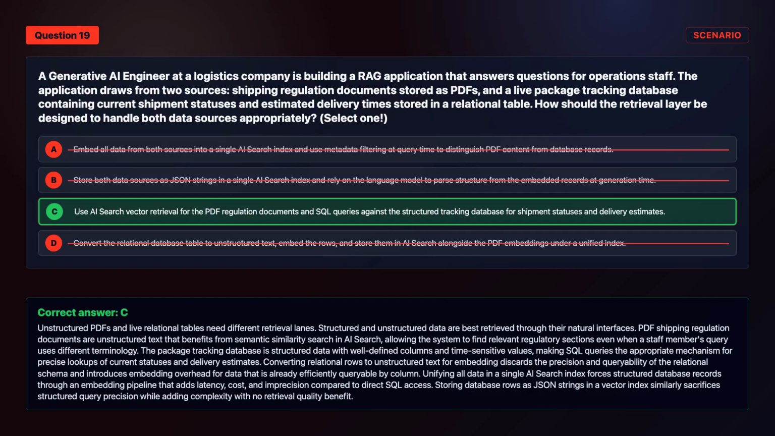Unifying all data in a single AI search index forces structured database records through an embedding pipeline that adds latency, cost, and imprecision compared to direct SQL access. Storing database rows as JSON strings in a vector index similarly sacrifices structured query precision, while adding complexity with no retrieval quality benefit.